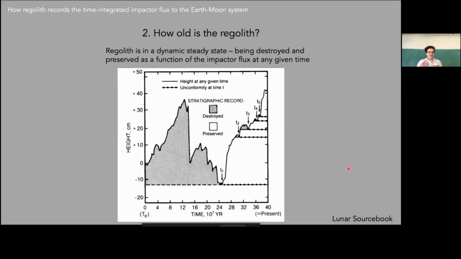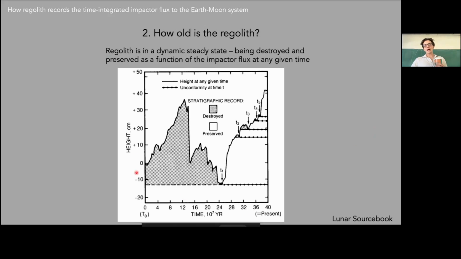Now, I think it's best to understand regolith in terms of the idea that it's a dynamic steady state reservoir. It is always being destroyed and accreted. So in this concept, in the idea of how the impactor flux declines with time, effectively, I think we can think about this in terms of the accumulation of regolith becoming more efficient as the impactor flux goes down. This is a great plot from Dave McKay describing these systematics.